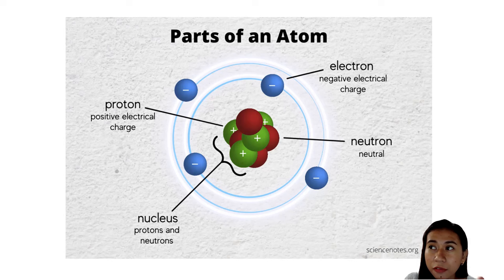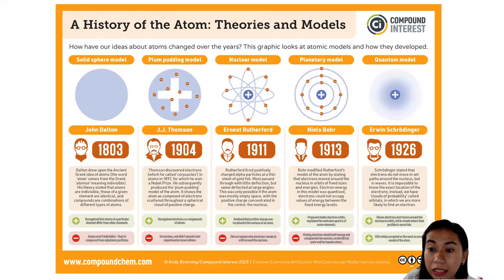Yung numbers na yung atomic number niya, that is referring to the number of protons. For example, calcium. Calcium is number 20 in the periodic table. Ibig sabihin, calcium has 20 protons. Now, 20 din yung electrons niya, kapag normal, kapag neutral lang na element. All right? Now, don't forget this one, the history of the atoms, the theories and the models.